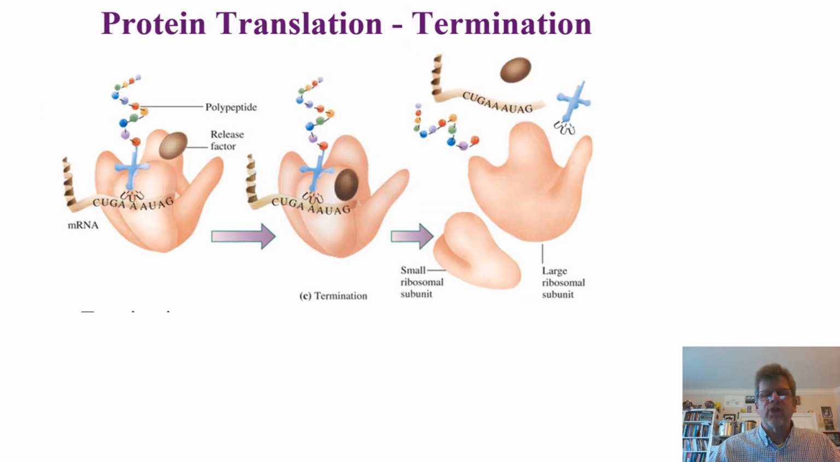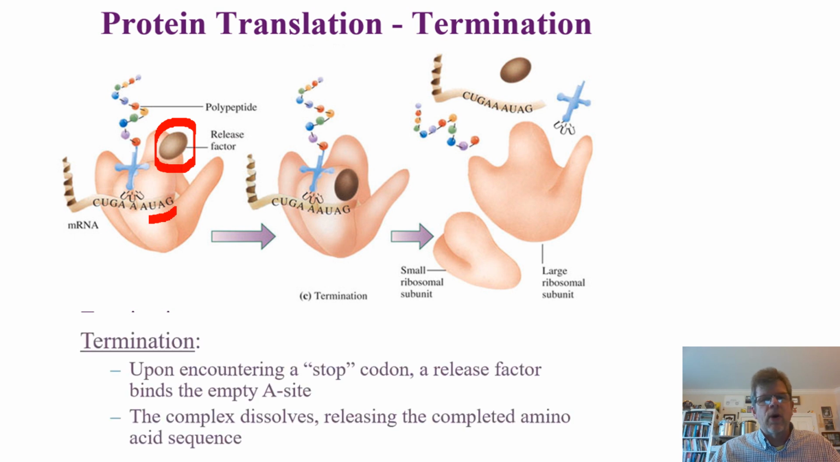Once the primary structure of the protein has been completed, we're all the way to the end, we encounter a stop codon. If we look over here on the structure on the left, UAG was one of our stop codons, and it does not bind transfer RNA. It binds what's called a release factor, and this given here is this sort of brown Easter eggy looking thing, and that release factor will fit into that stop codon.